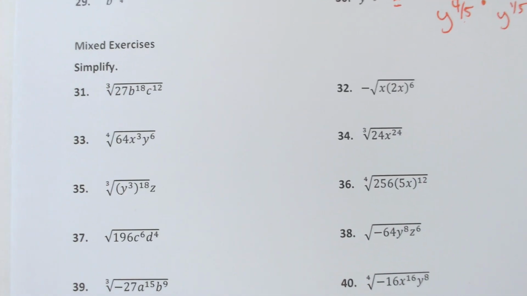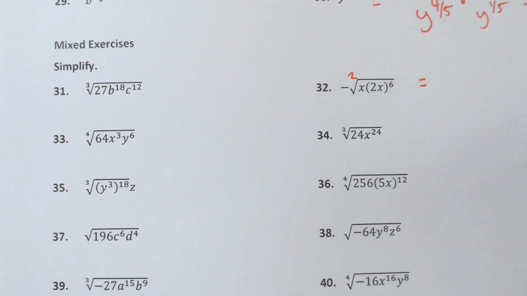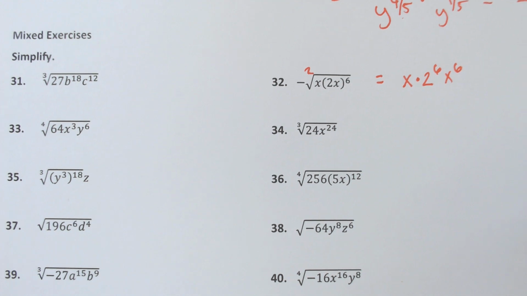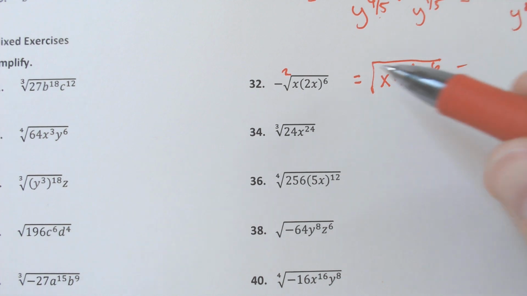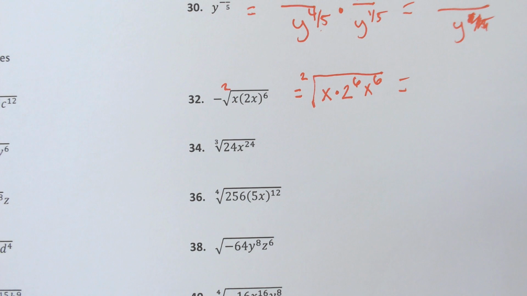Next chunk, simplifying. Here, we would have a situation on number 32 where you might want to consider doing the inside first, but you don't have to. If we did the inside first, we'd have x times 2 to the 6th, and then x to the 6th. And that actually doesn't really help, but it could. If we have 2 to the 6th and you wanted to evaluate what 2 to the 6 is, you could. And then you could square root that.